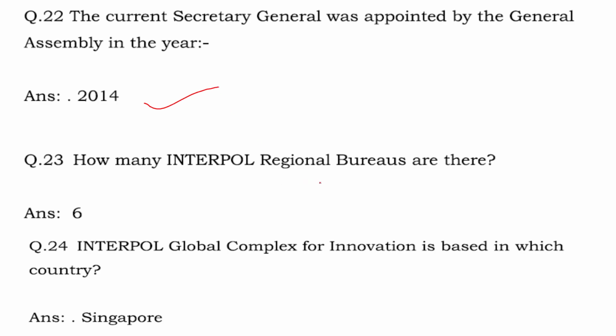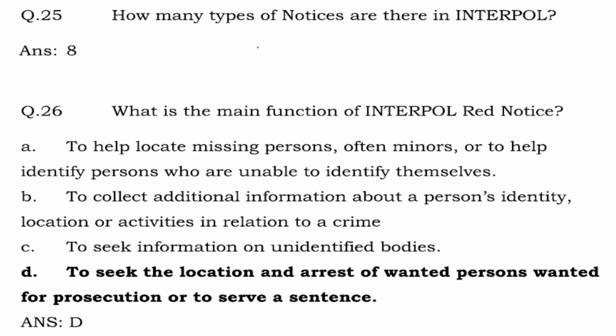How many Interpol regional bureaus are there? Only 6 regional bureaus are there. Interpol Global Complex for Innovation is based in which country? Singapore. Next question: how many types of notices are there in Interpol? 8 types of notices are there.